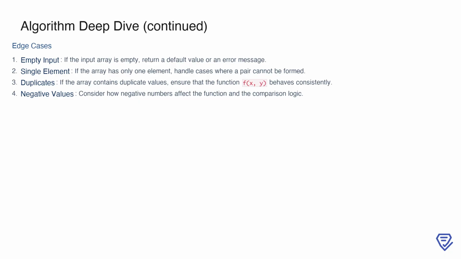Duplicate values in the array also require careful consideration to ensure the function f(x, y) behaves as expected and doesn't produce inconsistent results. Finally, negative values in the input array can impact how the function is computed and compared against the target. It's important to ensure the logic accounts for these scenarios, particularly when calculating absolute differences, to maintain correctness across all possible inputs.